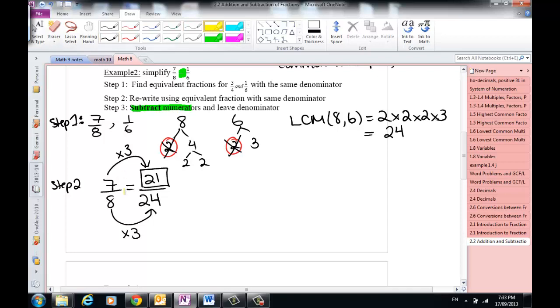Alright, so I have my first fraction in my algebraic expression. I've changed it. I've finished step 2 for the first fraction. I have to do the second one, so I had 1/6.